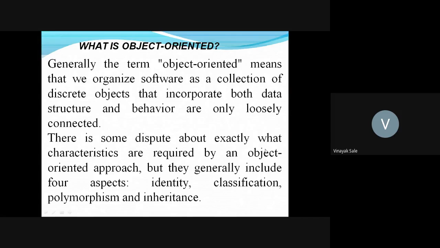So what is object oriented? Generally the term object oriented means we organize software as a collection of discrete objects that incorporate both a data structure and behavior. There is some dispute about exactly what characteristics are required by an object-oriented approach, but they generally include four aspects: identity, classification, polymorphism, and inheritance.